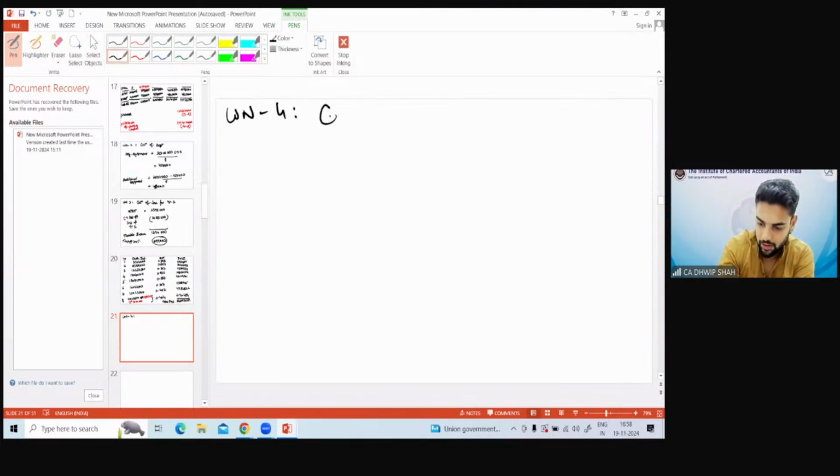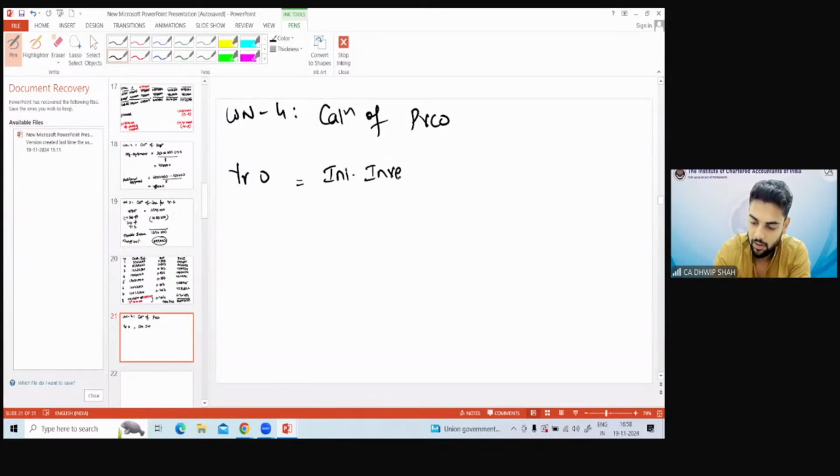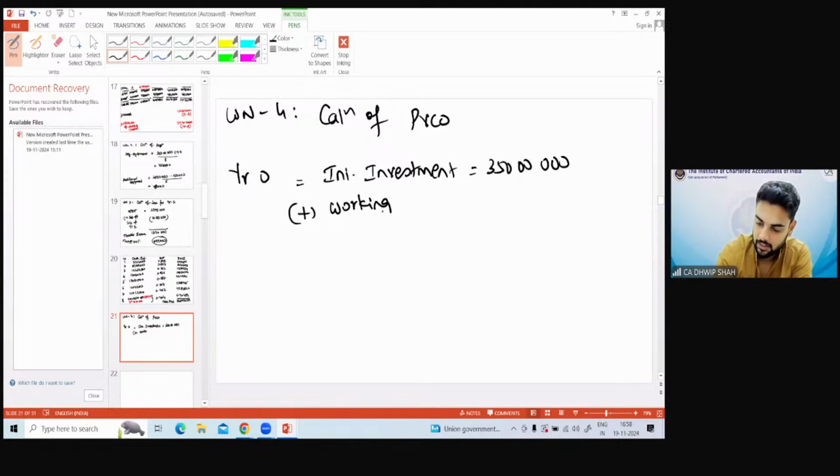Now, next working note is calculation of PVCO. Working note 4. Calculation of PVCO. Can I say in year 0, that is at the beginning of the project, I would invest in the equipment cost of 3.5 CR? Yes or no? Plus working capital. I need to also invest in working capital as well.